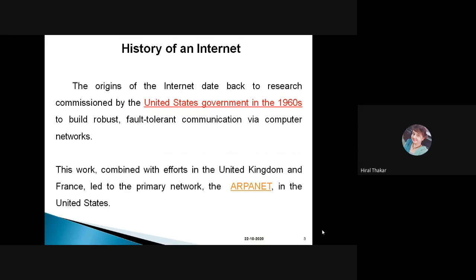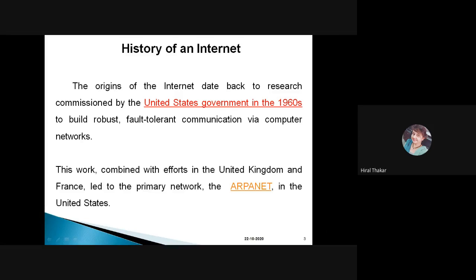The US government wanted a private network to share confidential information related to the US Army. Army-related information would obviously be very confidential, right? So they prepared a network. At that time, this network was known as ARPANET. Initially, its name was not Internet, it was ARPANET.